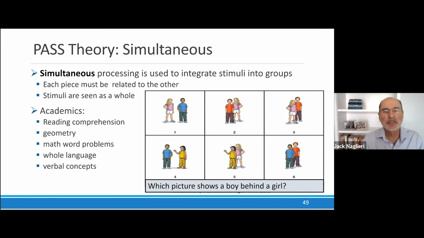So what do you have to do? You have to understand this statement. We read it to the student, but it's printed on the bottom of the page if they can read it, and we can repeat it. The student needs to choose which picture shows a boy behind a girl, not a girl behind a boy, as in number 2. So it's about interrelationships of, in this case, people. The harder items are things like which picture shows a square to the left of a triangle, below a cross, to the right of a blah, blah, blah. It gets really crazy, but it's all about interrelationships.